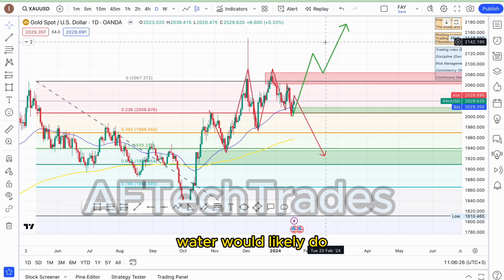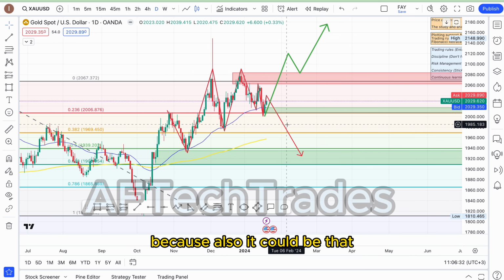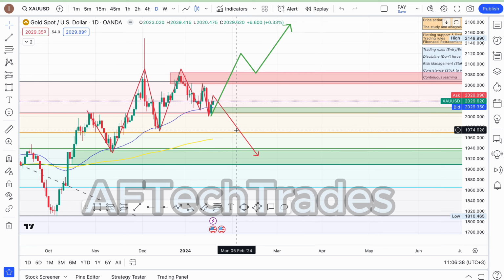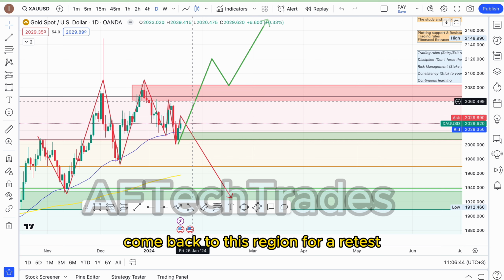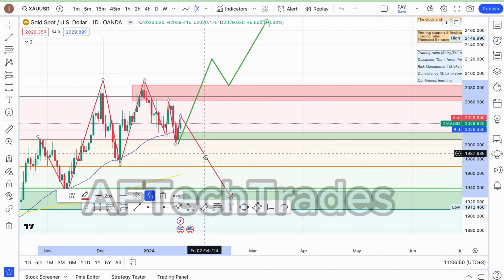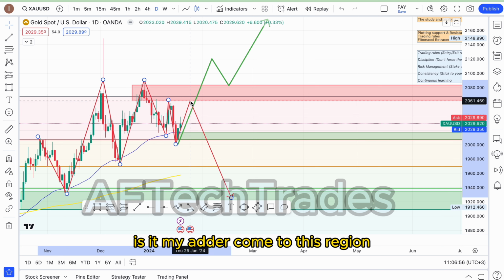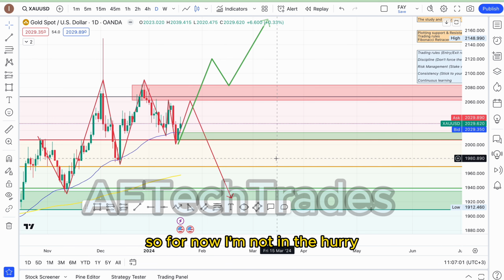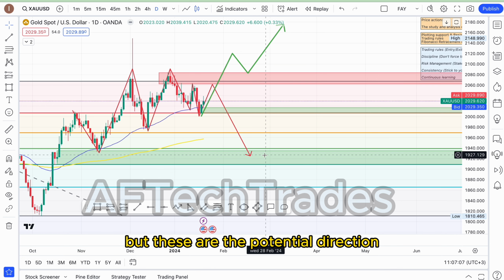What I would likely do is that I will allow the Monday trade to come in and close, because also it could be that this is forming another momentum, which means this will temporarily come back to this region for a retest, then we see boom. So which means this is not closed, this is not here yet. It might either come to this region. Okay, then we have it. This is the right chart. So for now, I'm not in a hurry. I'm not entering any trade, but these are the potential directions.